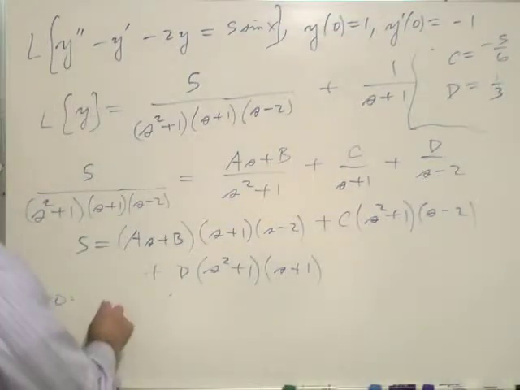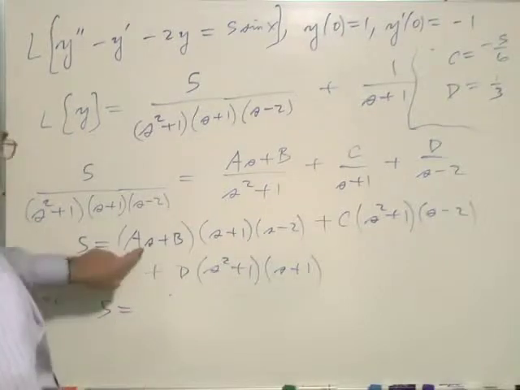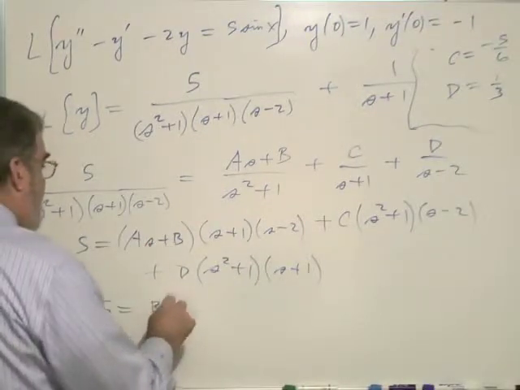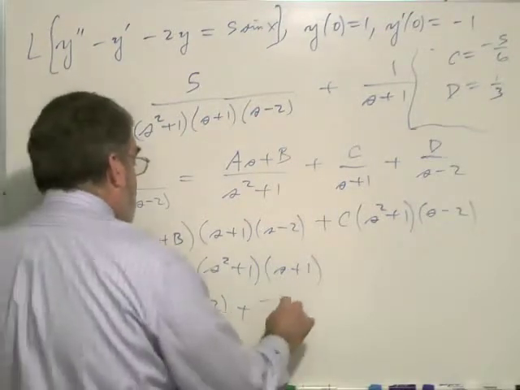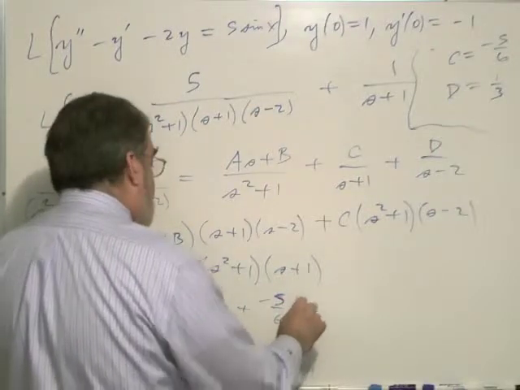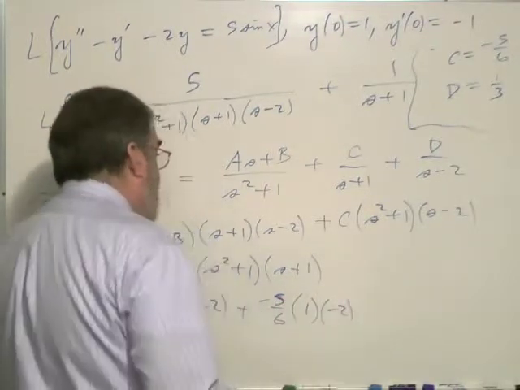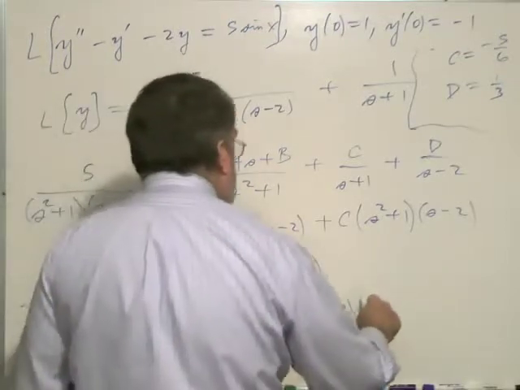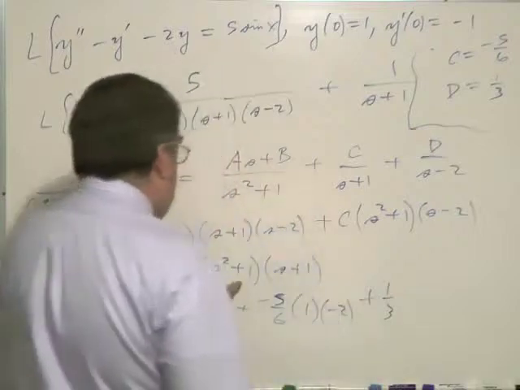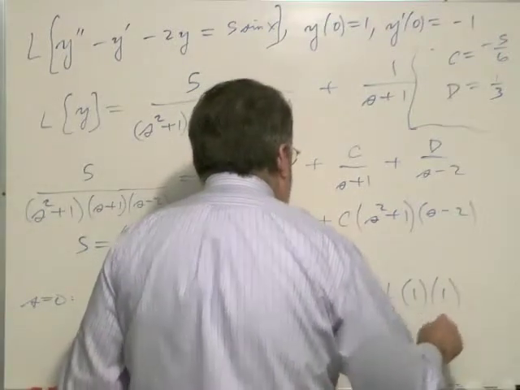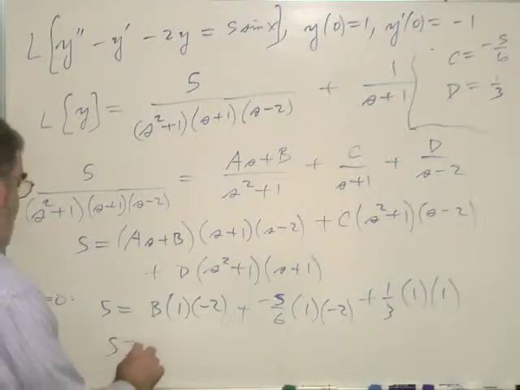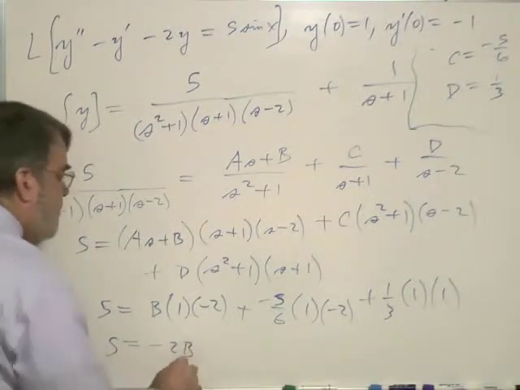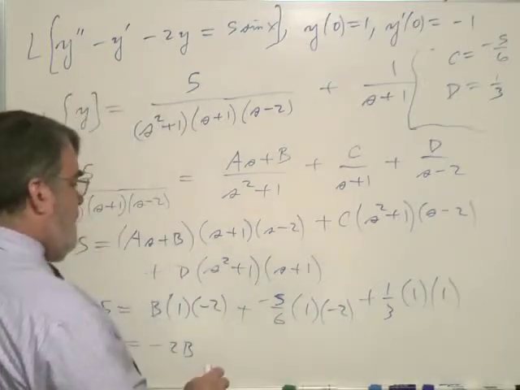If S equals 0, 5 will equal 0A plus B times 1 times -2 plus C, minus 5/6, times 1 times -2, and then plus D, D is 1/3, times 1 times 1. There we go. So we collect up all these terms here. 5 equals minus 2B plus 5/3.